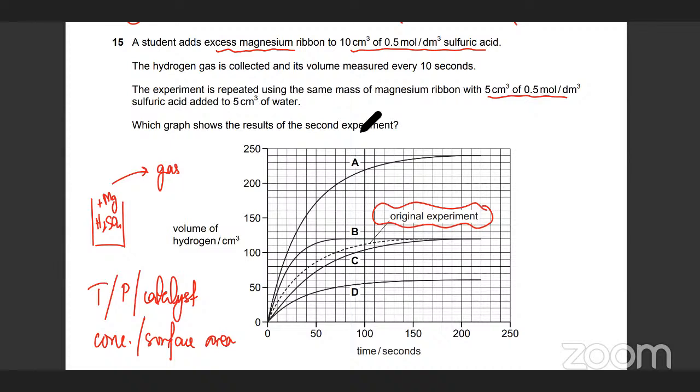Yes. But what would happen if you add 5 cm cube of water to it? Would the concentration change? It will become more dilute, right? Because if you've added more water, that means less concentrated, right? Yes. So that indicates that reaction number 2, this one over here, is going to be a slower reaction, right?